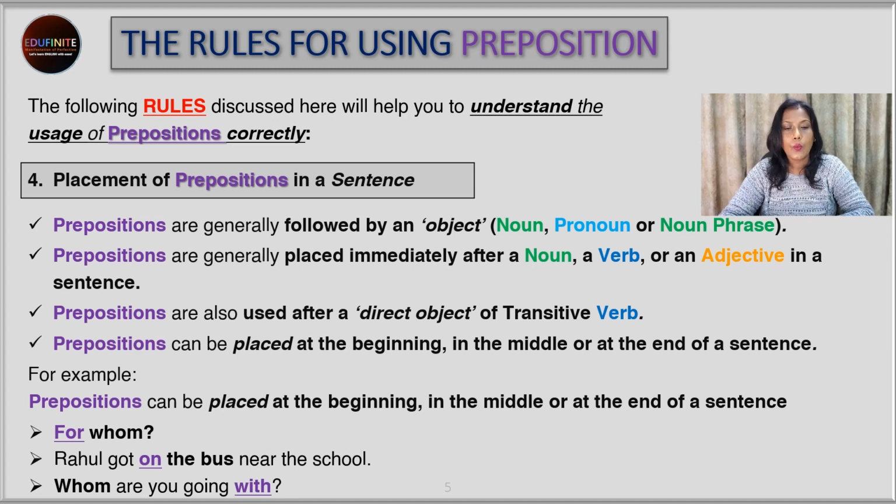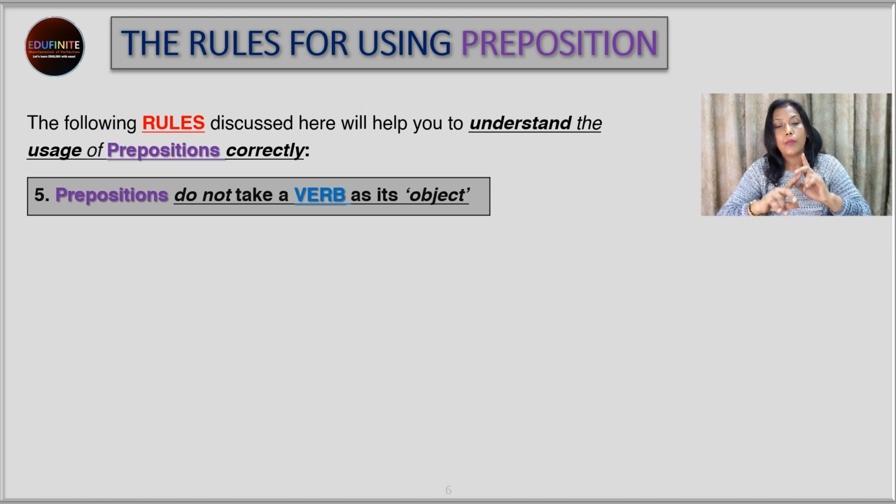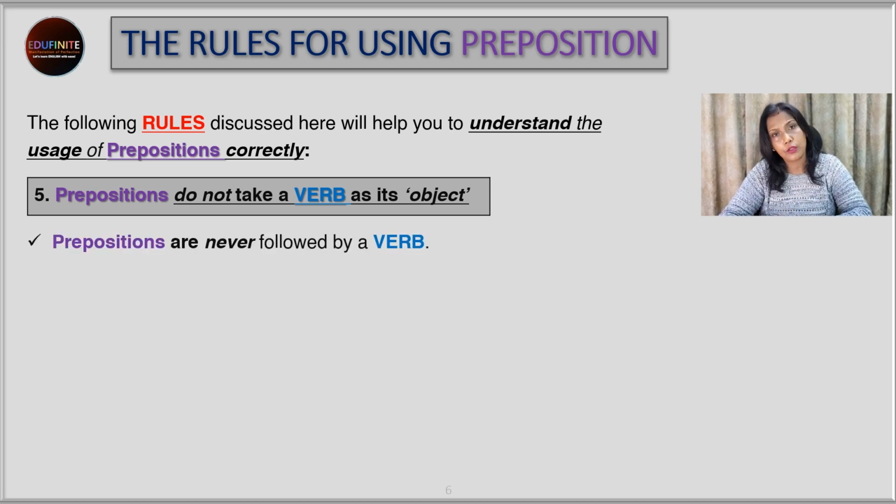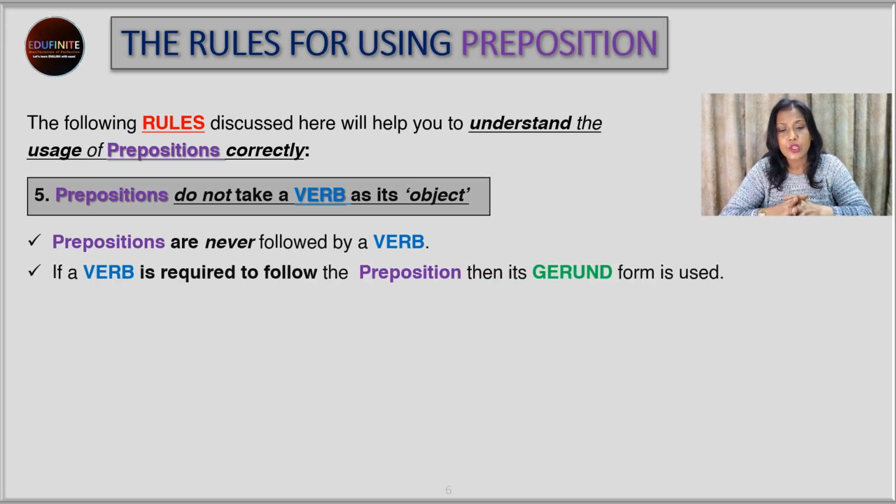Now, we come to the next rule. Prepositions do not take a verb as their object. Now, this is very important. We have to keep this in mind. As an object, it can only take a noun, a pronoun, or a noun phrase. I have been repeatedly telling that. Now, prepositions are never followed by a verb. If a verb is required to follow the preposition, then its gerund form is used.